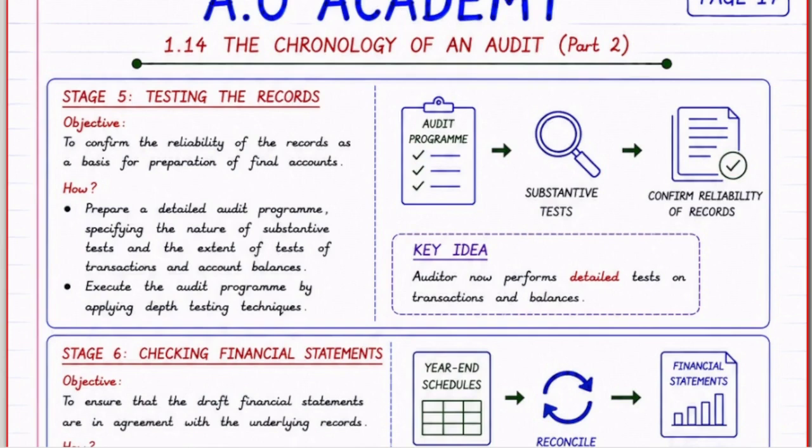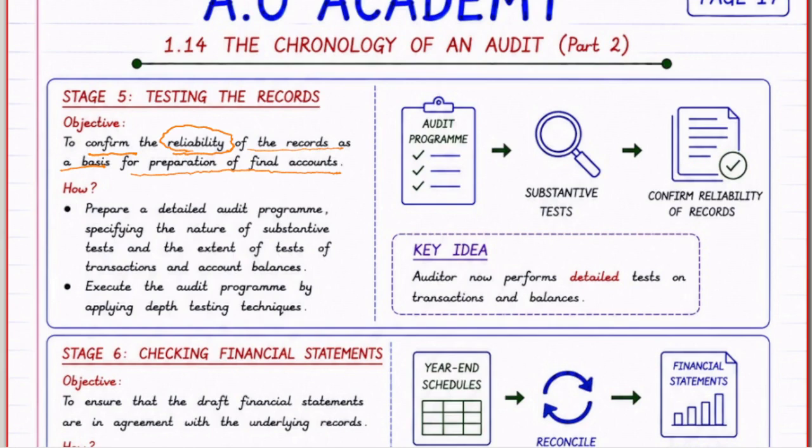Now, the objective of testing the records is to confirm the reliability of the records as a basis for preparation of final accounts. I say financial statements, yes. So what do we mean by reliability and preparation of financial final accounts? Before you have your trading profit or loss account, you have other records that result in it, from which the information in your financial statement is extracted, starting from the source document to subsidiary to ledger and the likes.